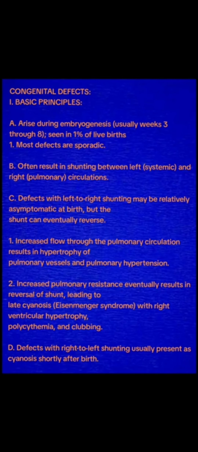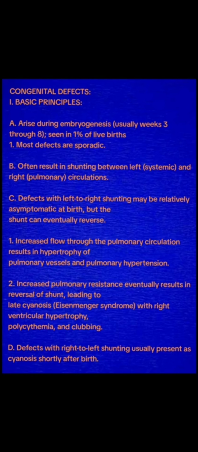Congenital heart defect. Basic principle. Congenital defects arise during embryogenesis, usually week 3 through 8, seen in 1% of live births. Most defects are sporadic. Sporadic means non-random problem that may cause a process to deviate from its control limit. Often result in shunting between left systemic and right pulmonary circulation. Defect with left to right shunting may be relatively asymptomatic at birth, but shunt can eventually reverse.